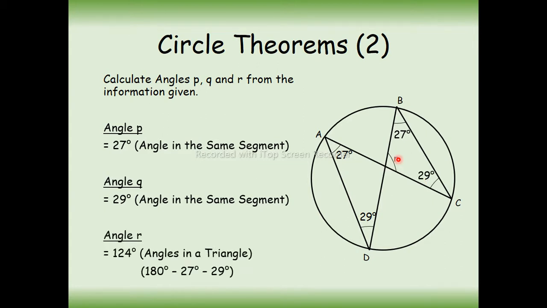Now the reason is because angles in a triangle are equal, so they're supposed to add them. So you add them and subtract it from 180, because all these angles in this triangle are supposed to add up to 180 degrees. Okay, so it is 124. Angle R is 124.